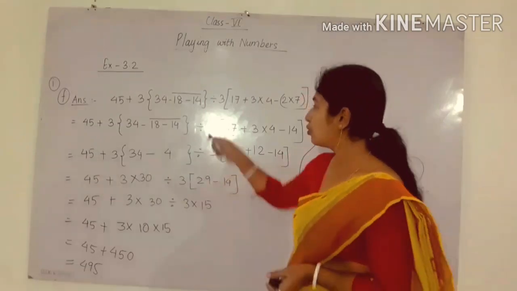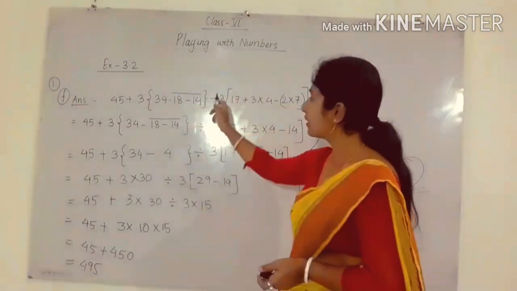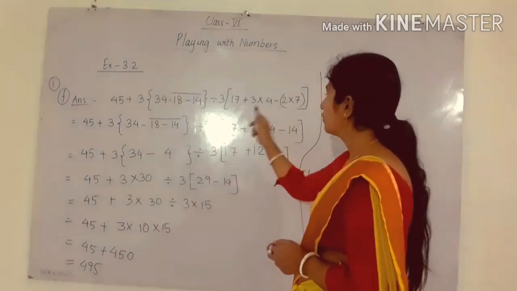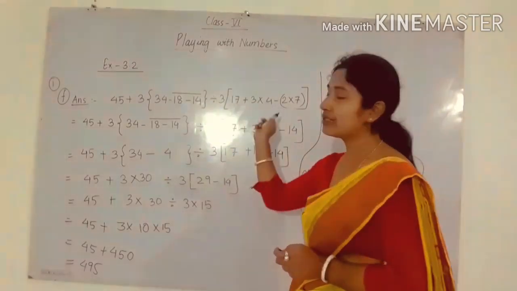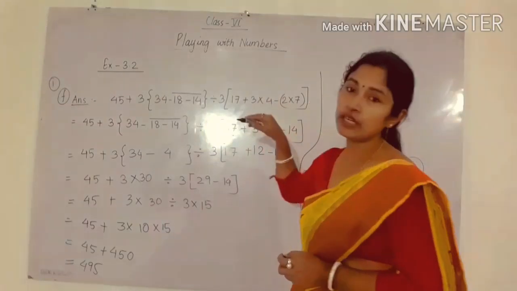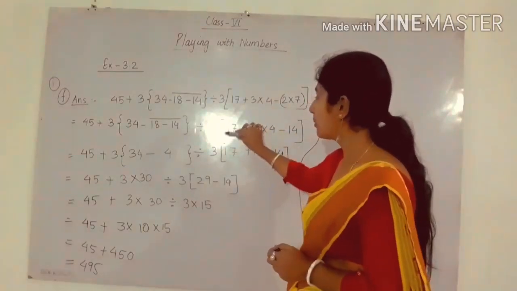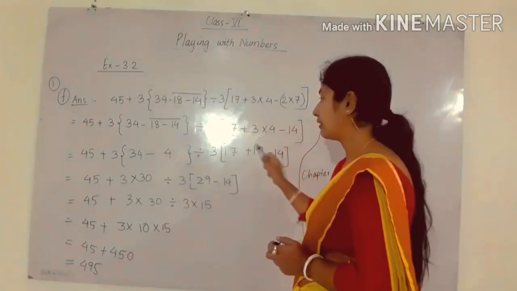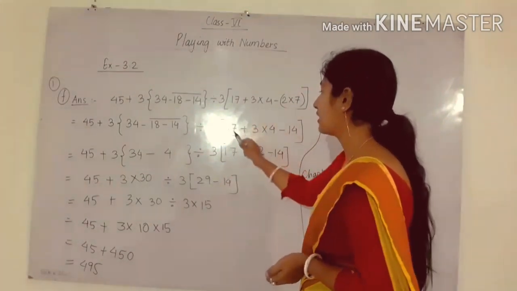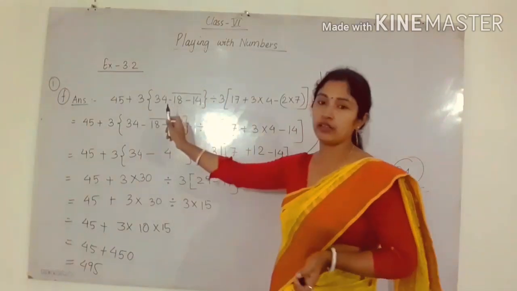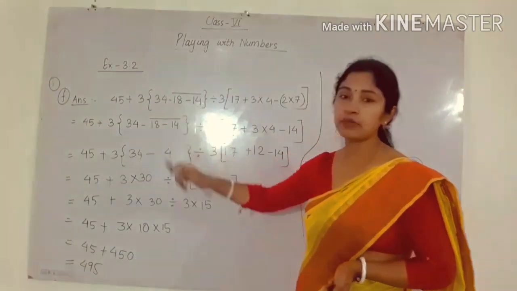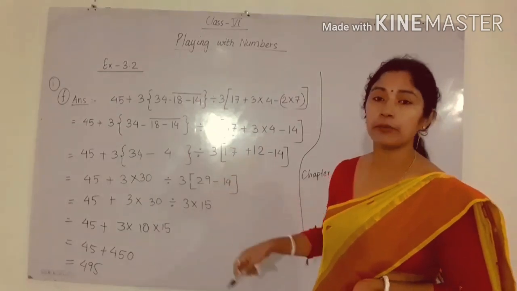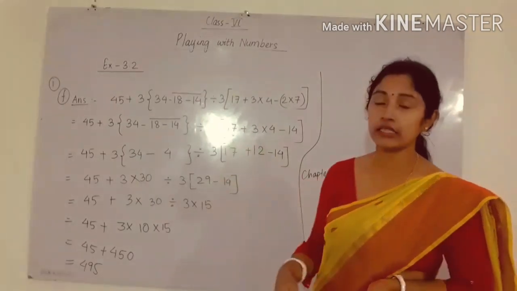But here the two brackets are separated by which symbol? Division symbol. So we can solve the two brackets in one step. Means in each step you can solve the two brackets. No need to solve only one bracket. If you solve only this bracket and leave the other as it is, you will have to do more steps.